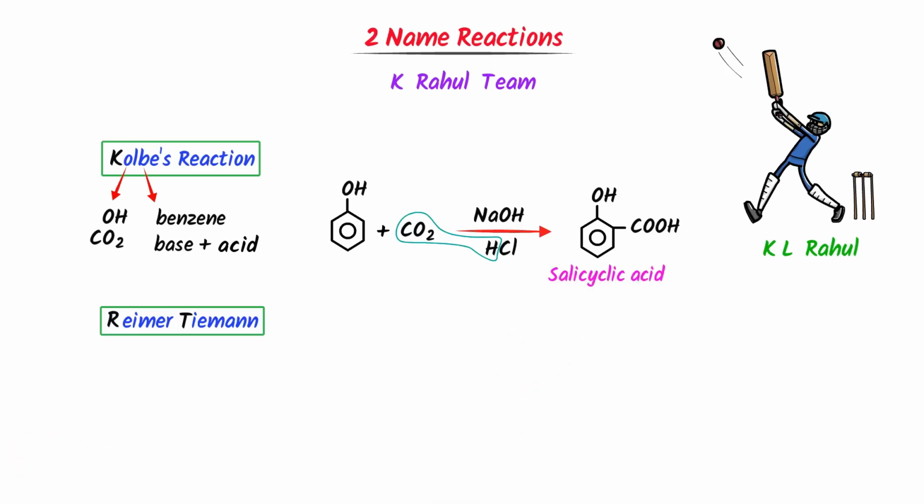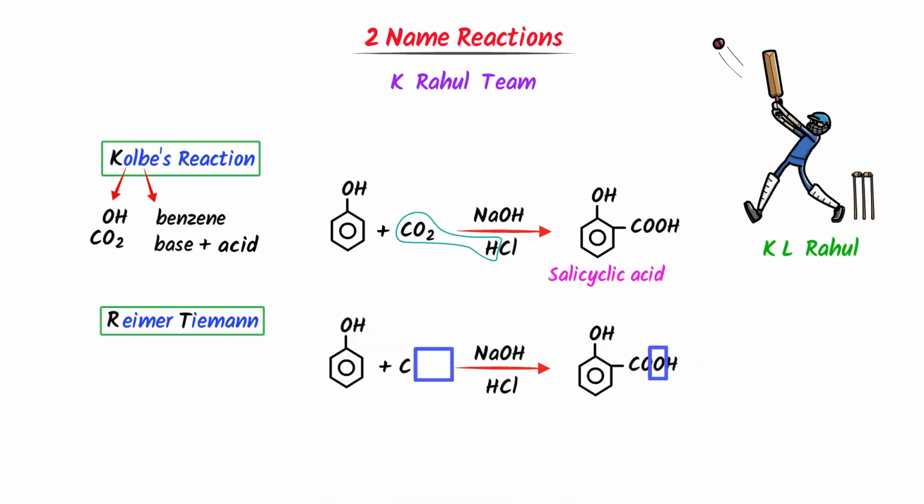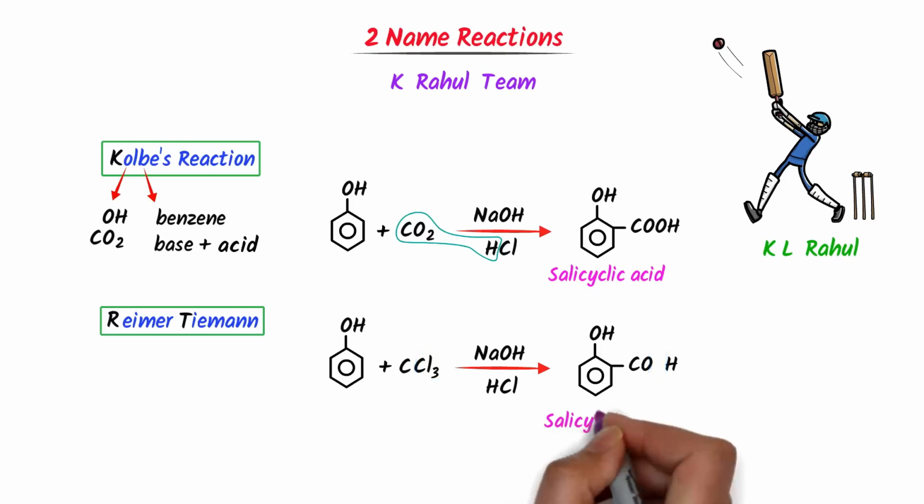In case of Reimer-Tiemann's reaction, I rewrite the above reaction. Now listen carefully. I cut this O2 and this oxygen of COOH. I replace only the O2 by Cl3. Let me repeat it. I cut this O2 and this O of COOH. I replace only this O2 by Cl3. We get a new substance and we call it salicylaldehyde. Thus this is the Reimer-Tiemann's reaction.